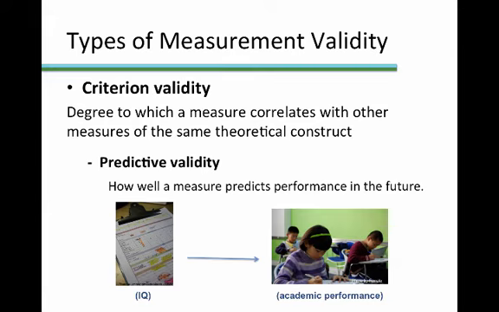Related to criterion validity is predictive validity. Predictive validity tells us the degree to which a measure is able to predict performance in the future. Criterion validity and predictive validity go hand in hand in that in order for one to measure or predict future performance on another, the first has to have high criterion validity for the other.